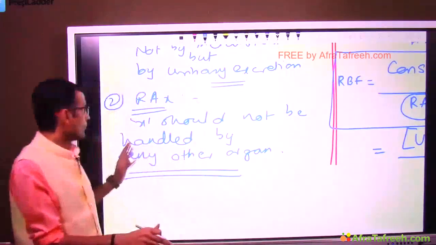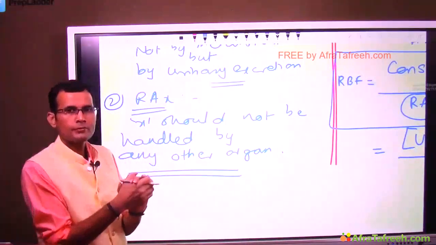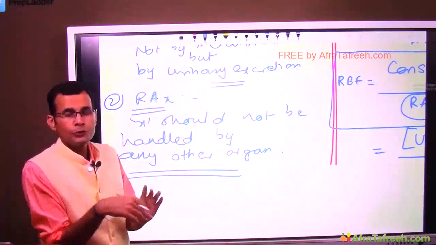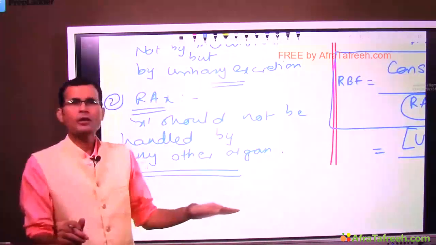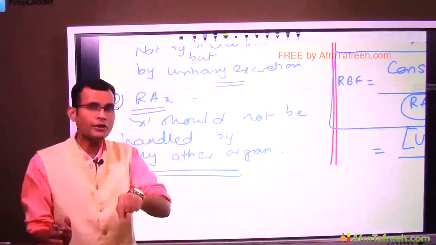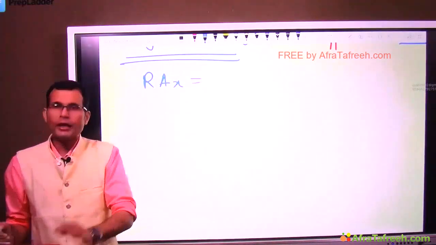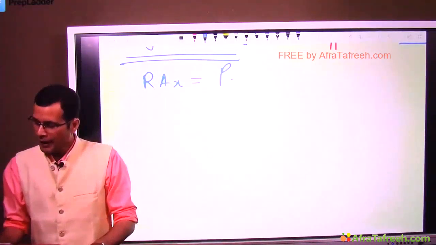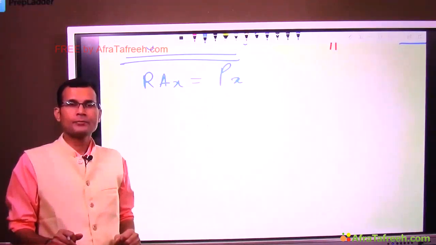Mark these words. The substance X should be such a substance, that's criteria number 2, that apart from kidney, no other organ handles it. It is not handled by any other organ except kidney. In that case, renal artery concentration of X will be same as systemic plasma concentration of X.